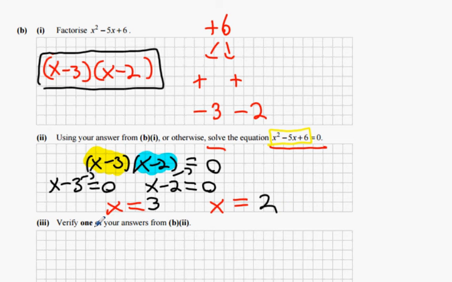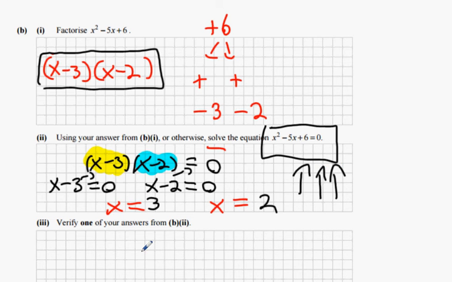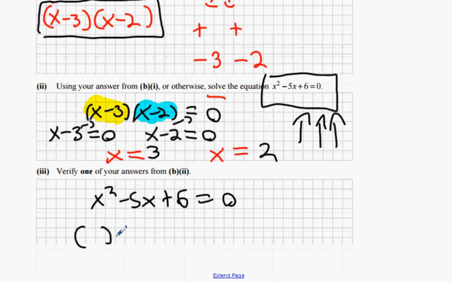What does verify one of your answers mean? You gotta make sure it makes sense. And what question did we get the answers for? It's this question here, right? Would you agree with that? So it's x squared minus 5x plus 6 equals 0. The word verify means this. Whatever your answer you choose, replace it for x. If it balances, it's correct. If it doesn't balance, not correct. So which one do you want to choose? 3 or 2?